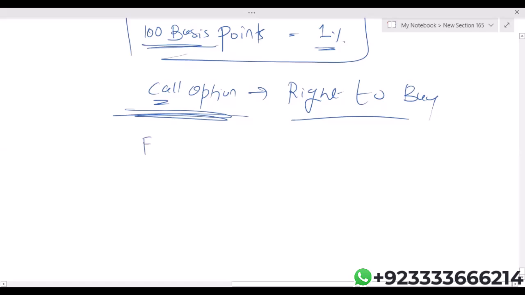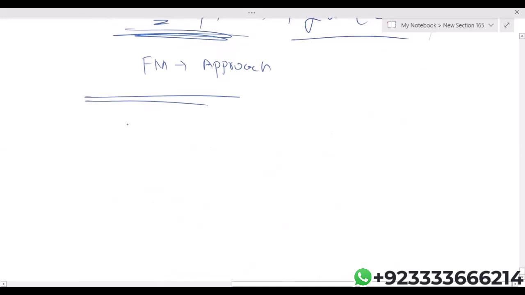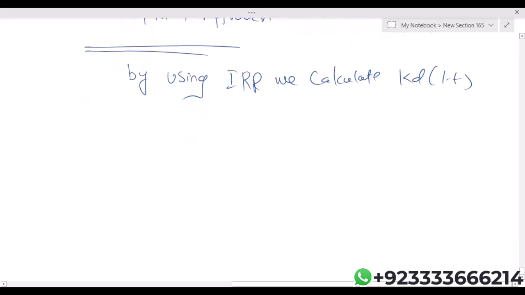Now look at this. Please, students, I'm repeating it again and again. The first priority is not the FM approach. The first priority is YTM, the AFM approach. In FM, what happens? By using IRR, we calculate KD(1 minus T). Now, how do we calculate KD(1 minus T)? By using IRR. But please, when YTM is not applicable, then I'll go for this approach.